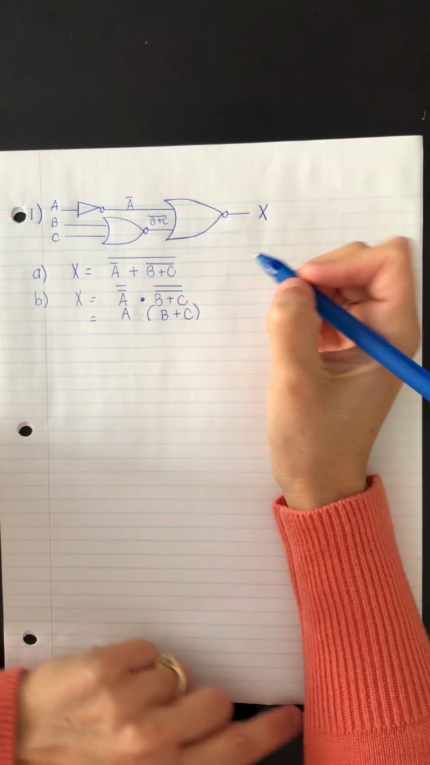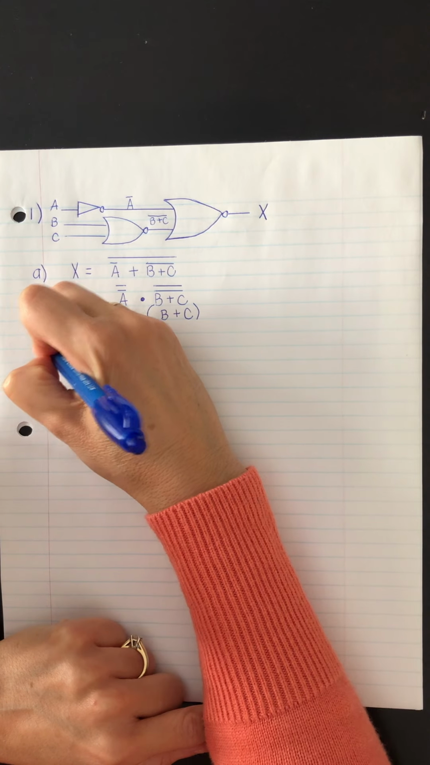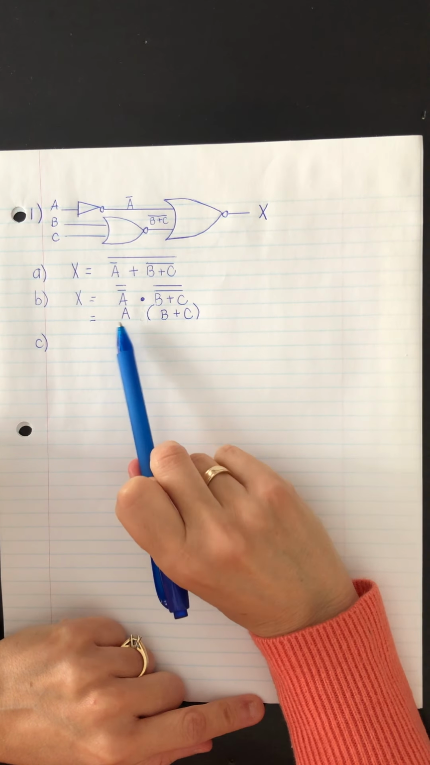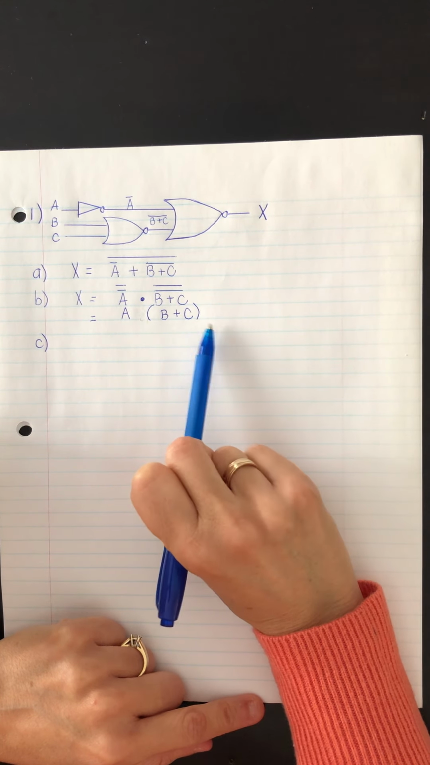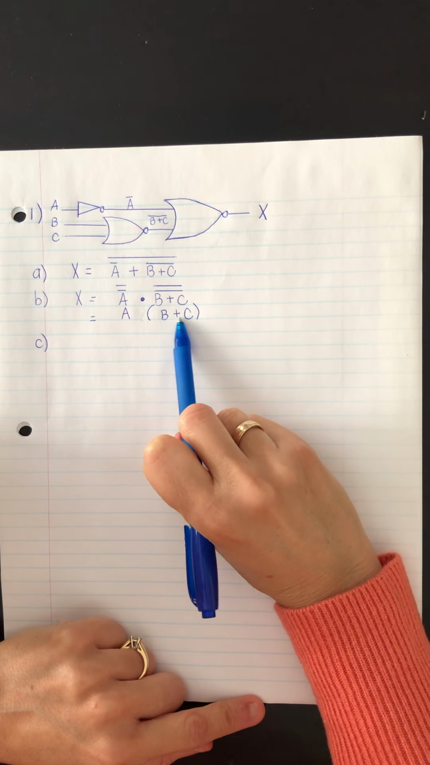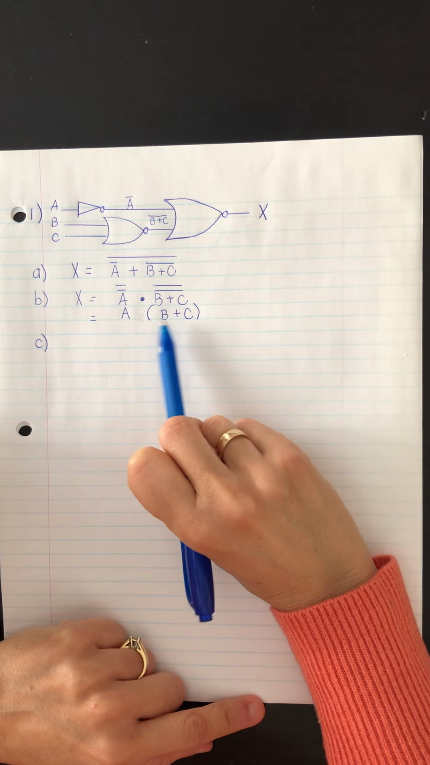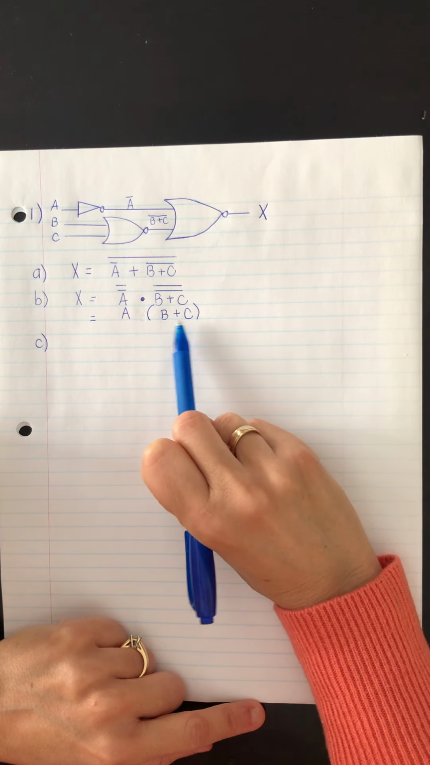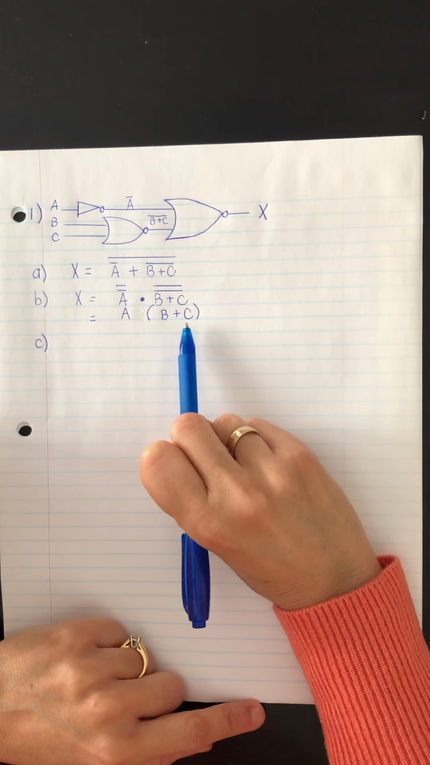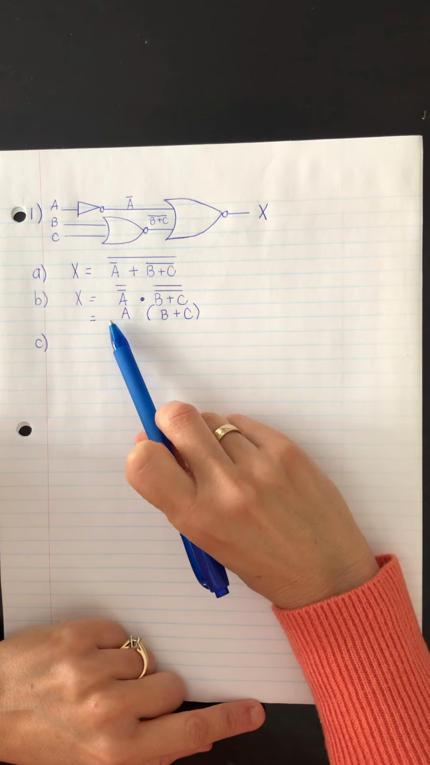Part C is redrawing the circuit, but this time drawing the simplified version here. So how would we draw this? Well, we would need an OR gate here. So now order of operations tells me that the brackets is drawn first. So one OR gate and then multiplication by A.